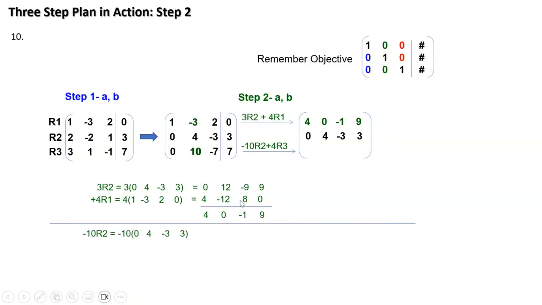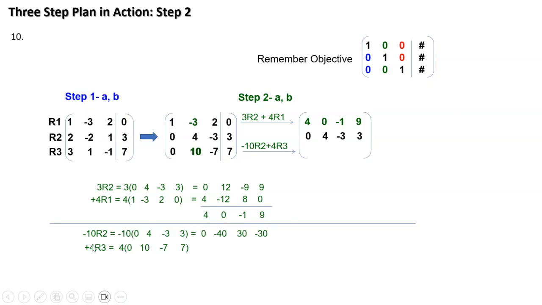Now this is my second part for step 2. Negative 10 times row 2 will be negative 10 times 0, 4, negative 3, and 3. That gives us 0. Negative 10 times 4 will give us negative 40. Negative 10 times negative 3 will give us positive 30. And negative 10 times positive 3 will give us a negative 30.